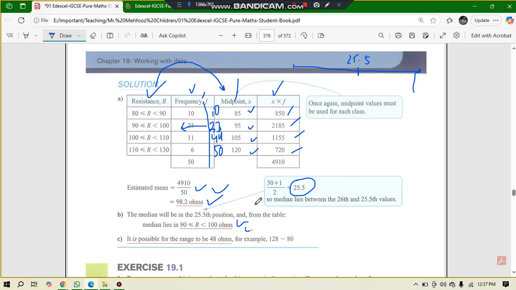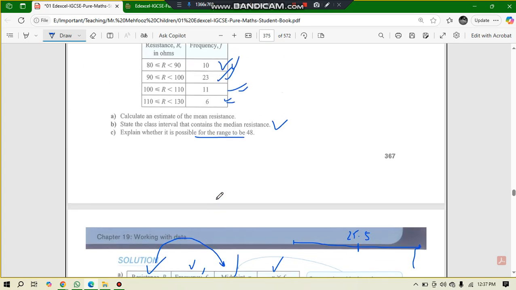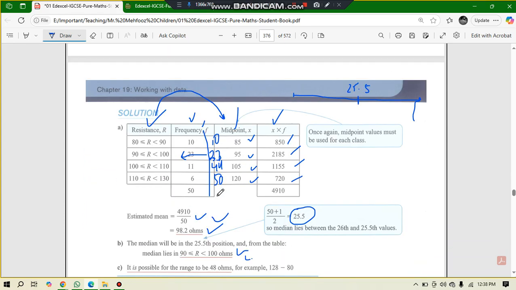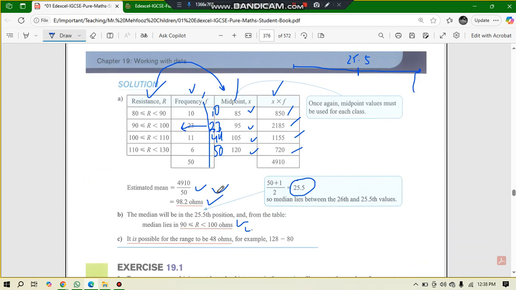Yes. Okay, next one is part C. The question is to estimate whether it is possible for the range to be 48. For the range, we have to find the range first of all. What is the range? The range is the difference between the midpoints of the highest class and the lowest class. So what is the highest class? That is 120. What is the lowest class? That is 85, right?